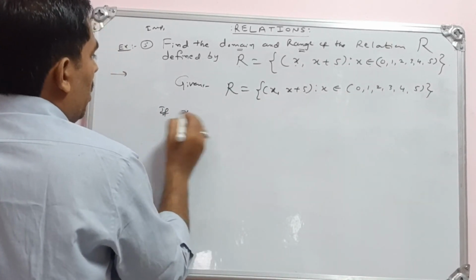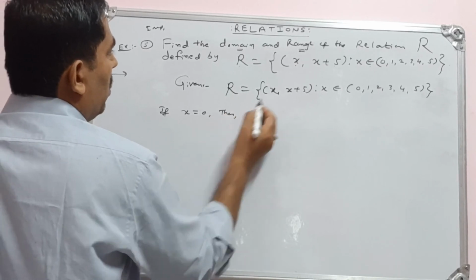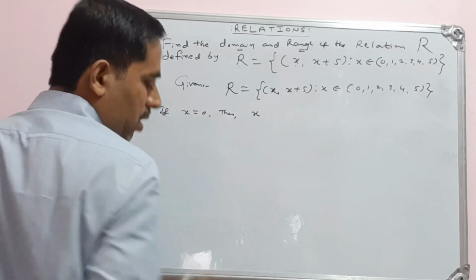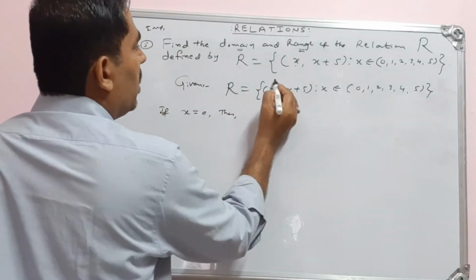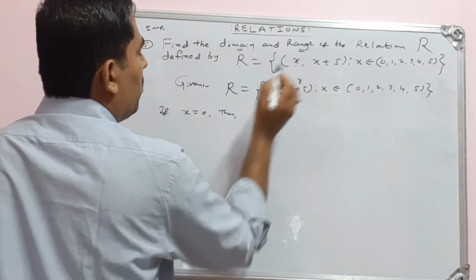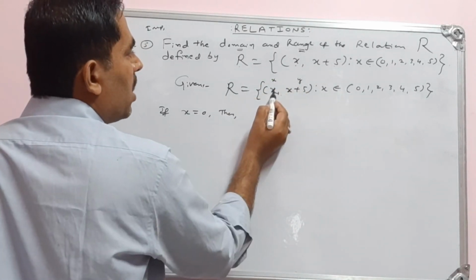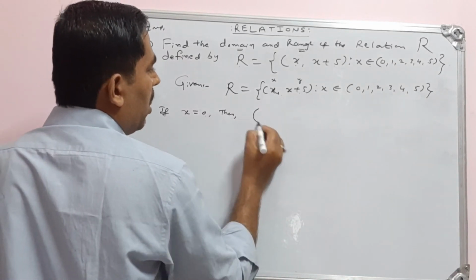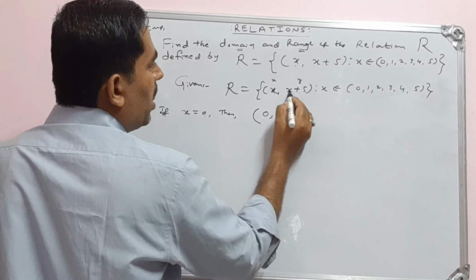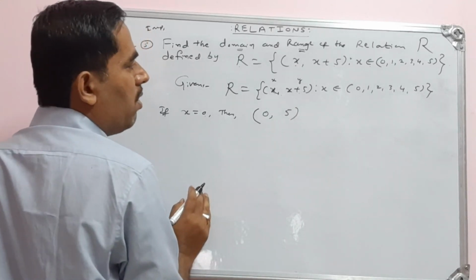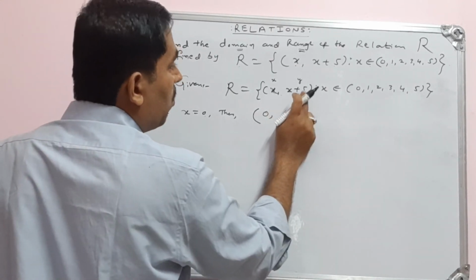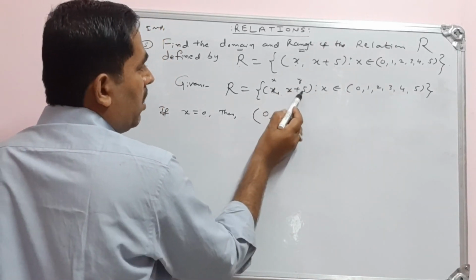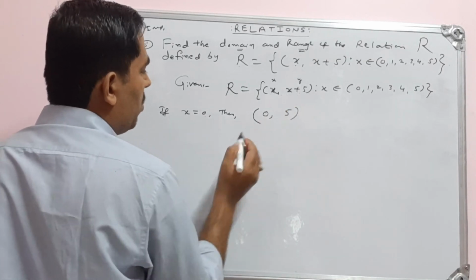If x is equal to 0, then x plus 5. What is the pair here? We always think of the first member as x and the second member as y. If I give x equal to 0, then 0 plus 5, 5 only. So the second is 5 more than the first element: x comma x plus 5 means x, then 5 more than x. 0, 0 plus 5, 5.